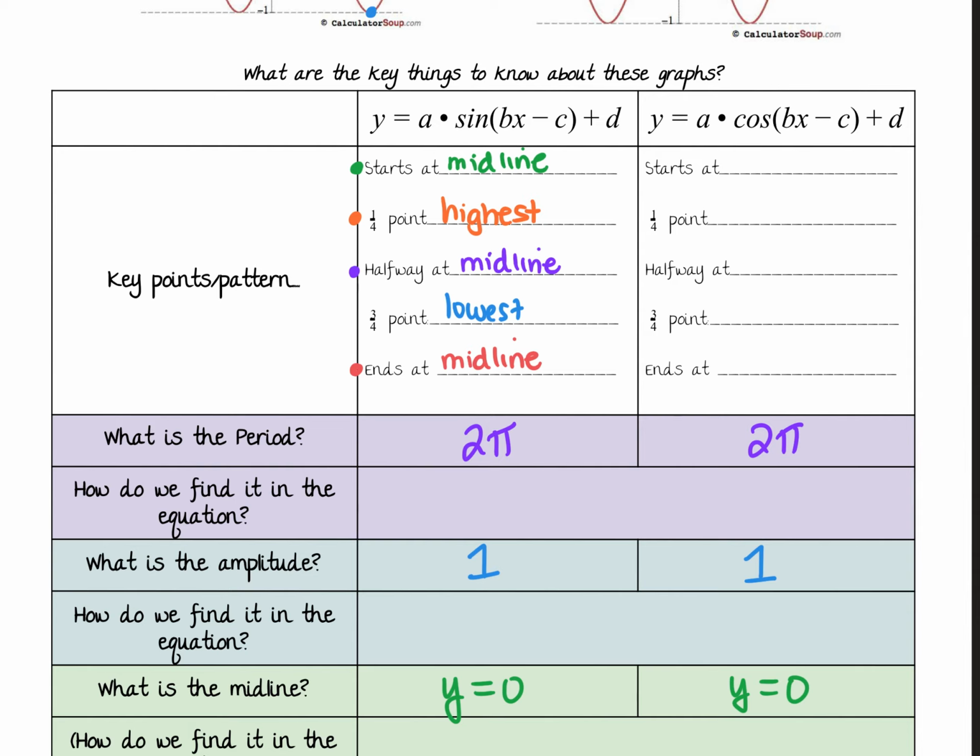So I want to mark the beginning of a cycle with my green dot, and this time I'm starting at my highest point. The end of a cycle also is at the highest point. And guys, this should be true for anything you look at that's cyclical. The beginning and the end must be the same. Now, halfway through one cycle, we're at our lowest point. And then the quarter way point, that's on the midline, or the middle of your graph. And then the 3/4 way point is again at the middle or midline of your graph.